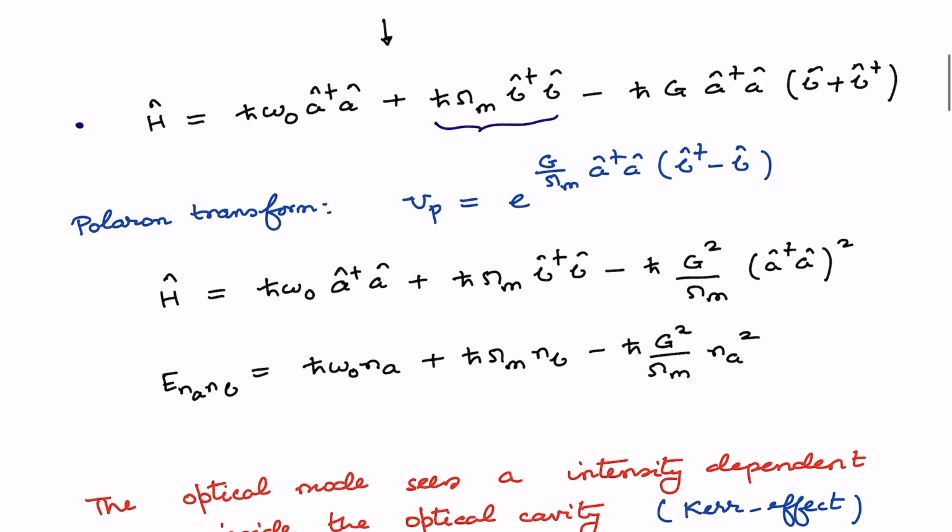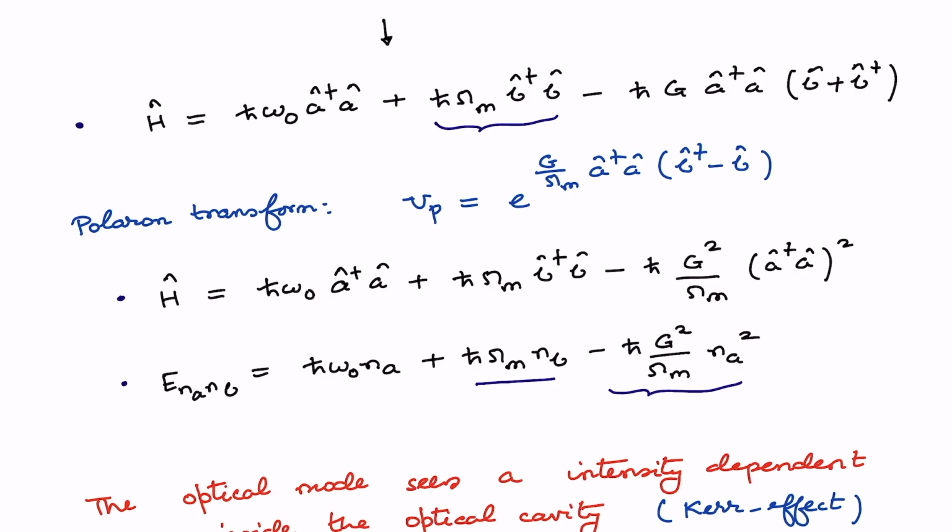Now, this particular equation can be diagonalized using the Polaron transformation, and that we have done in the last class. Using this Polaron transformation, we got this Hamiltonian, which, as you can see, is diagonalized, and the energy eigenvalue is given by this expression, where ħω0 Na gives the energy of the photons, and ħωm Nb gives the energy of the phonons. The last term is arising due to the interaction between the photon and phonon.